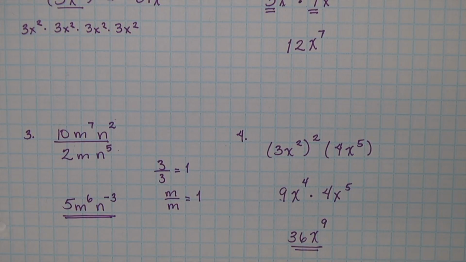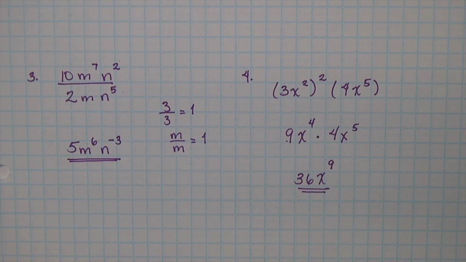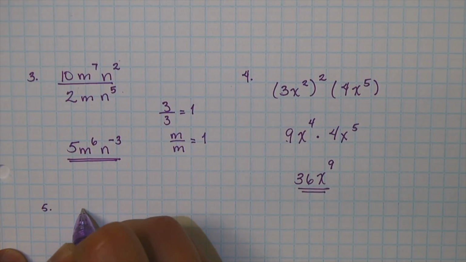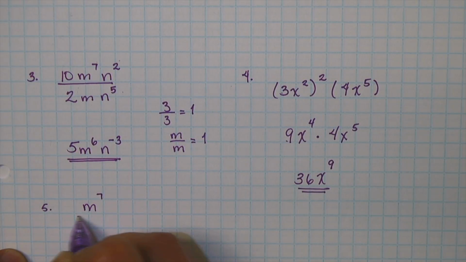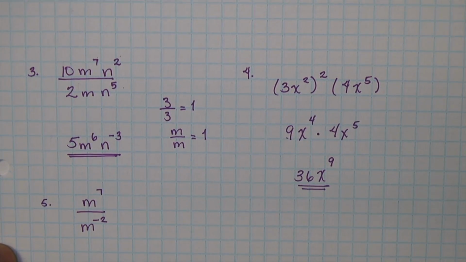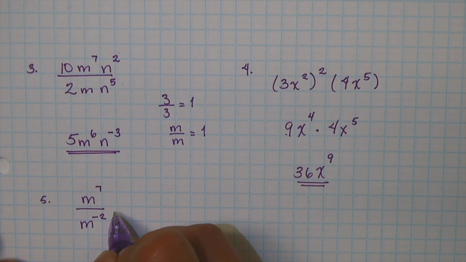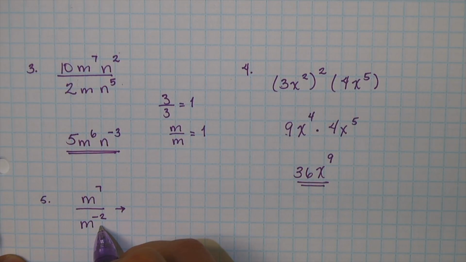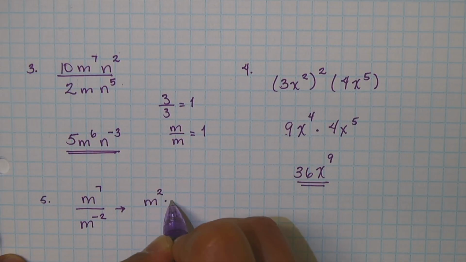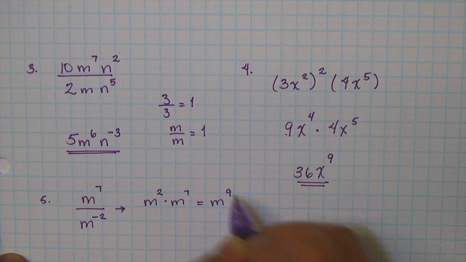One last thing, guys, before I go. Just make sure when you're doing this, the division and you're subtracting, let's say you have m to the 7th divided by m to the negative 2. Now there's 2 ways to deal with negative exponents. One, you remember that negative exponents, you do the reciprocal. So this guy goes to the top. So we're going to end up with m squared times m to the 7th. Well, that's going to give me m to the 9th power.